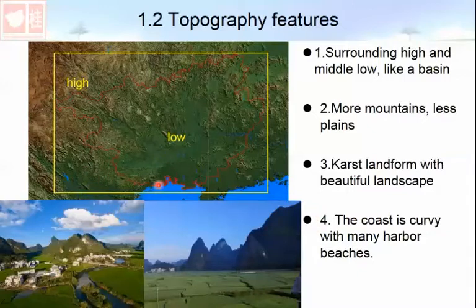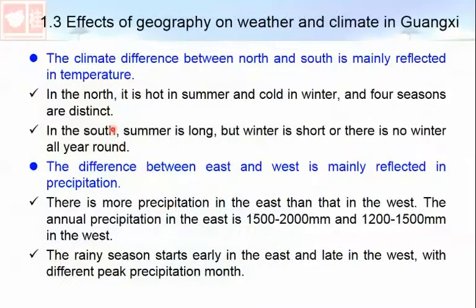The fourth, the coast is curved with many harbors and beaches. The coastline is tortuous with many drowned valleys and harbors. This is a picture of my hometown located at the border of China and Vietnam. In such a geographical and topographical background, let's have a look at its impacts on Guangxi's weather and climate.